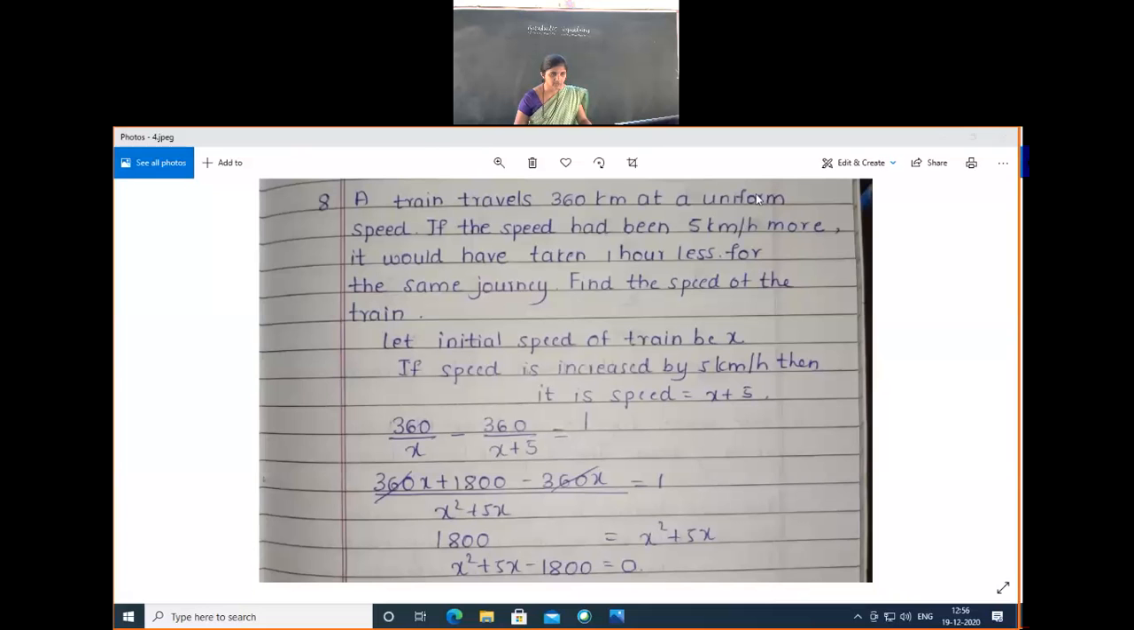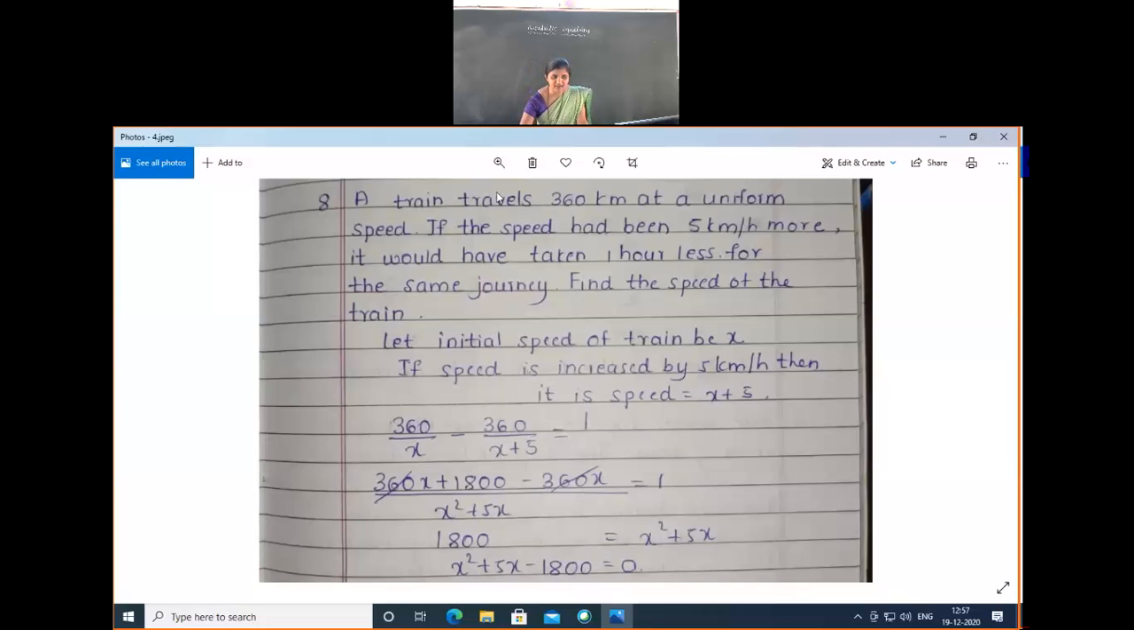So now let us continue with the 8th question. This 8th question is a type of problem we are working repeatedly. Train problem, boat problem, all are the same type of problem only.